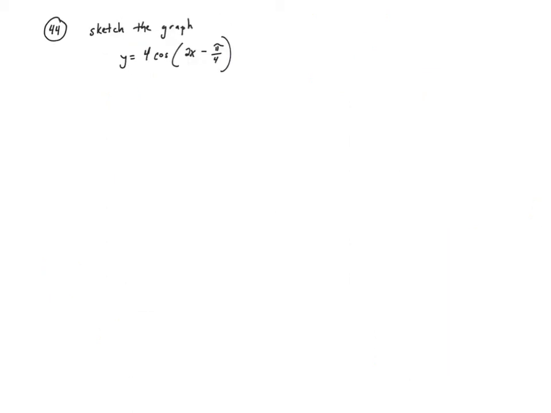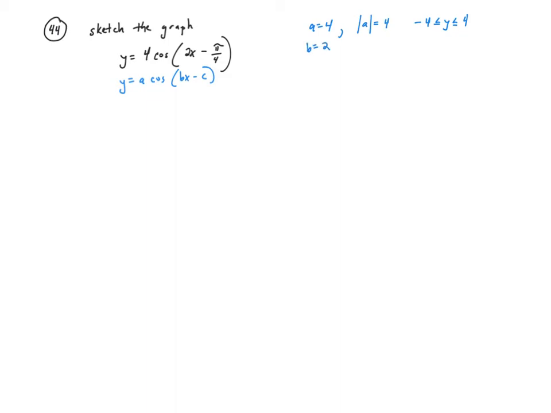Well, I guess we veered off a little bit from our original plan. Here's number 44. We're going to sketch the graph of y equals 4 cosine of 2x minus pi over 4. First, write this down so that you'll be organized. Next, a equals 4. That means that the amplitude is 4, so now we can build our range. Negative 4 is less than or equal to y, and y is less than or equal to 4.